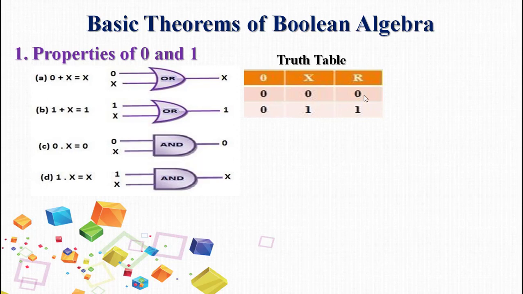0 plus 0 is 0. 0 plus 1 is 1. So that is nothing but the result R, where all the values of R are matching with x. So hence we are proving this theorem of properties of zeros and ones by the help of a truth table. So hence this condition is satisfied.